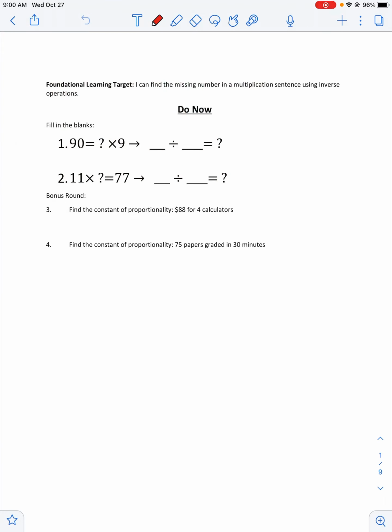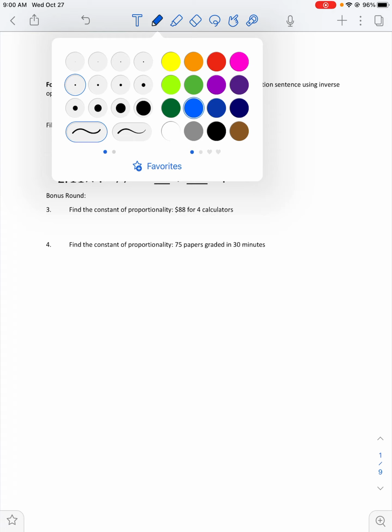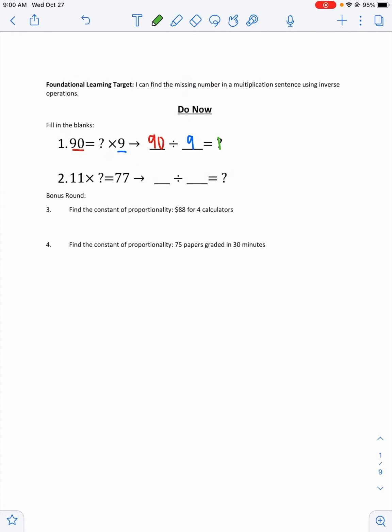We know that some number times 9 equals 90. That means that to find the question mark, I'll divide 90, which is the product or the answer, divided by the factor that I know, which is 9. 90 divided by 9 is, of course, 10, and I can double check that 10 is the correct answer by making sure that 9 times 10 actually equals 90, which it does.